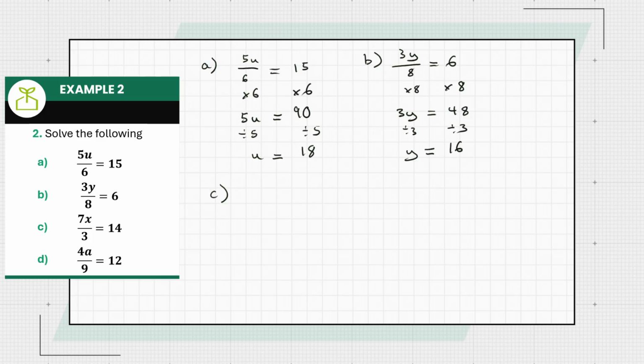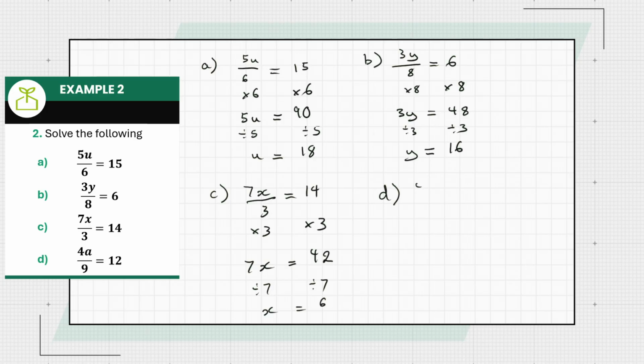Let's look at C. So for C, we have 7x over 3 is equal to 14. Now, let's multiply both sides by 3. 7x is equal to 14 times 3, which is just going to be 42. Alright, now let's divide both sides by 7. We're left with x is equal to 6.